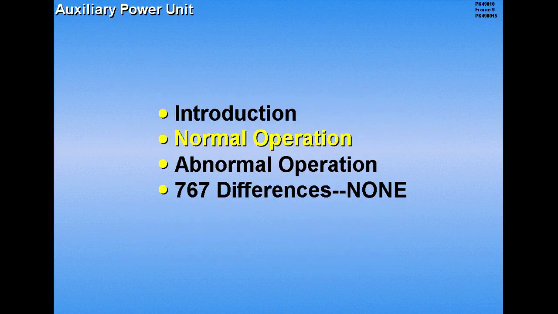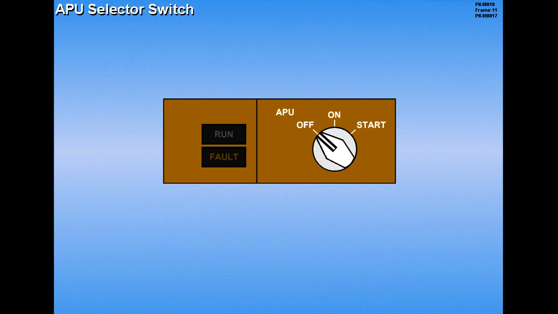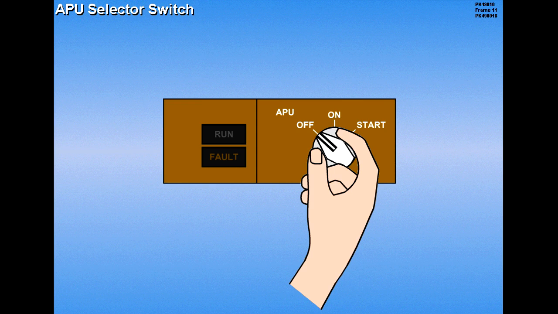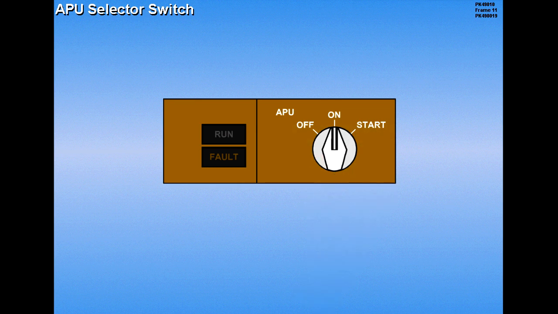Now let's look at normal operation of the APU. To start and operate the APU, the aircraft battery switch must be on. APU starting is controlled by a 3-position rotary switch. Momentarily placing the APU selector to the start position initiates a start sequence. The APU selector is spring-loaded in the start position, and when released, will return to the on position.